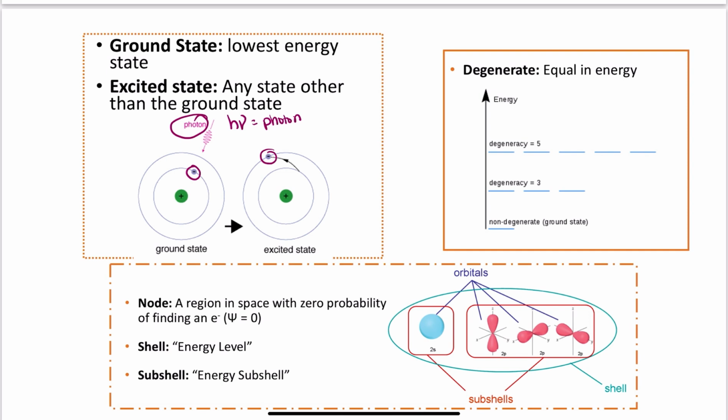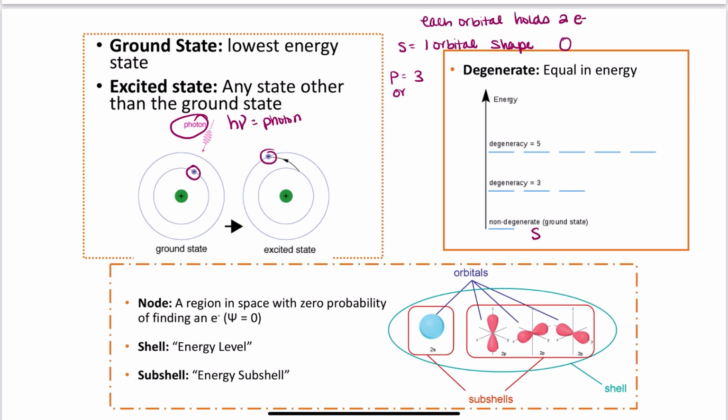Degenerate just means equal in energy. We have non-degenerate orbitals and degenerate orbitals. An s orbital is non-degenerate. S orbitals can only hold 2 electrons. Each orbital holds 2 electrons. S has 1 orbital shape. We learned about that in chapter 8. It's a sphere.